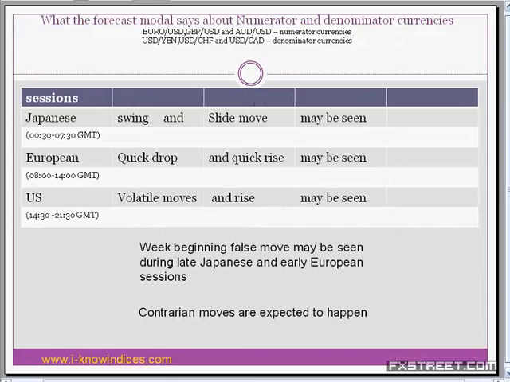So today, during the Japanese session, swing and slide moves are expected, and a quick drop and a quick rise are expected during the European session, and a little bit of volatile moves and then a rise are expected during the US session.